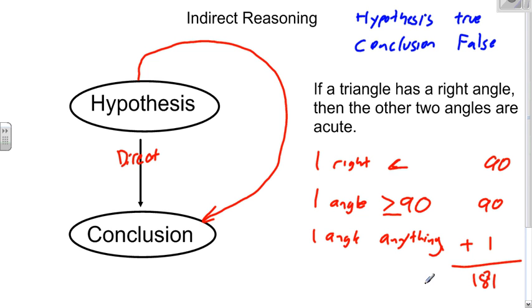And we know that the angles of a triangle add to 180 degrees, so this cannot be. So that means our conditional statement is true. It can't be that one of the angles is greater than or equal to 90, so they have to both be acute.